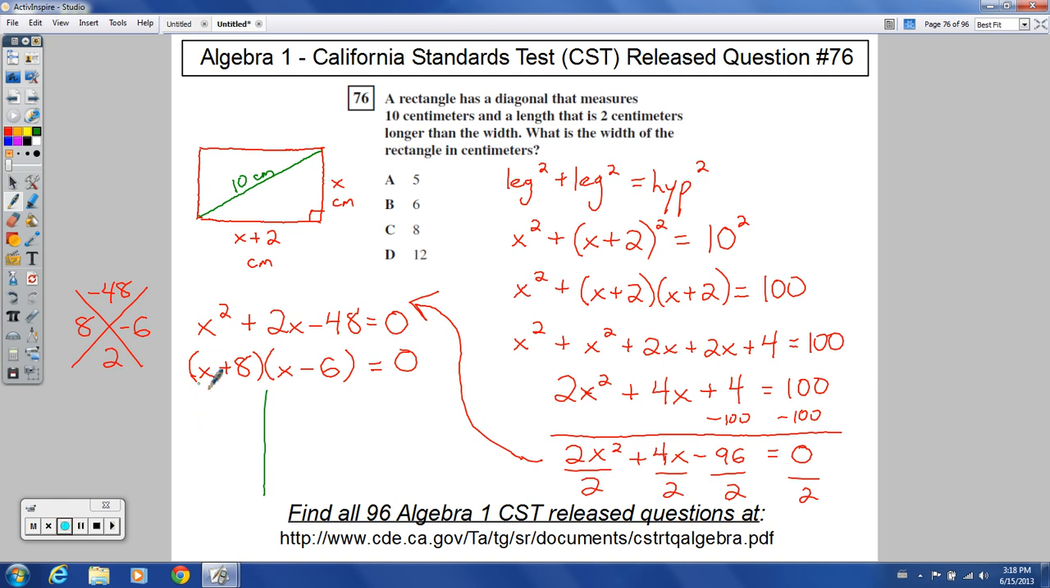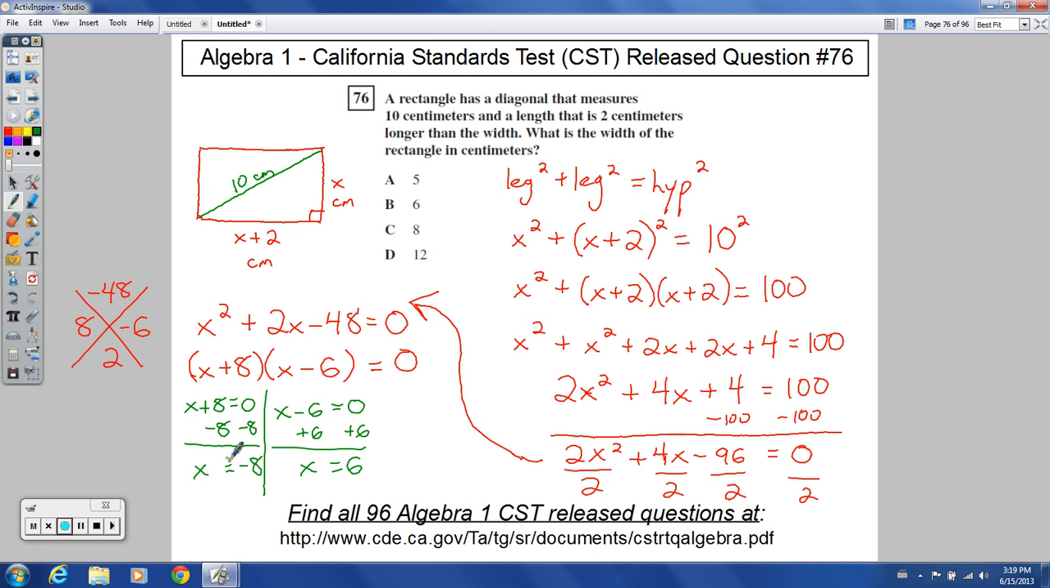Some of you probably don't need to. You can just look at that, I hope, and say that what would make this factor 0? Negative 8. What would make this factor 0? 6. And then 0 times whatever this is would be 0. 0 times whatever this is would be 0. But if you need to write it out, or you just got into that habit and it's something you like to continue to do because it works every time, go ahead and use that. So we could have x equals negative 8, or we could have x equals 6. Both of those values plugged in up here would make this equal to 0.